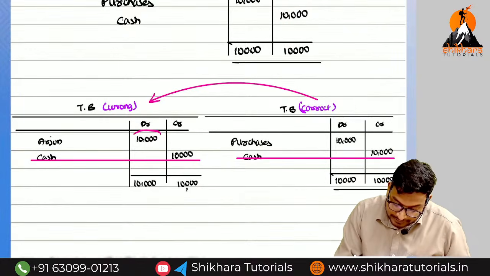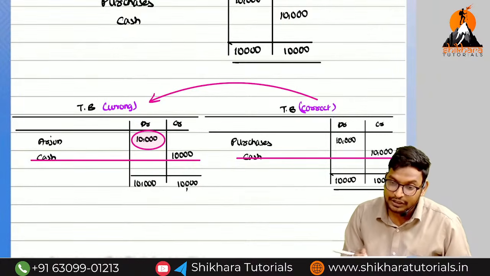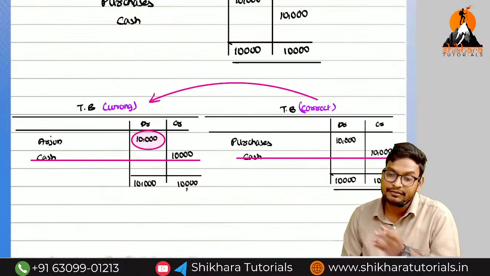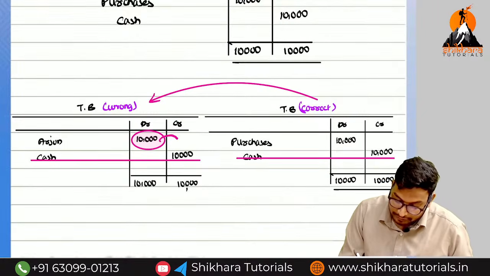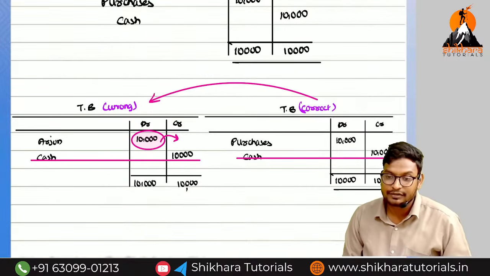So this one is a wrong one. What do we need to do? We need to reduce. Debit reduces means which side do we need to record? Credit side. So Arjun should be transferred to the credit side.